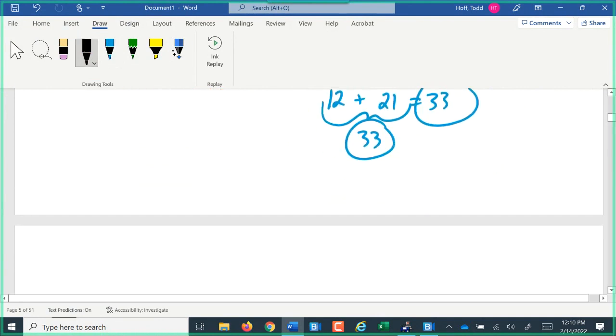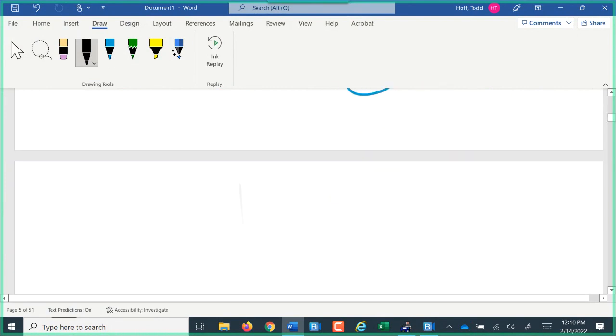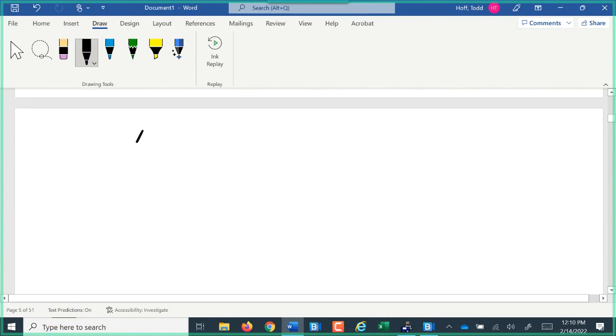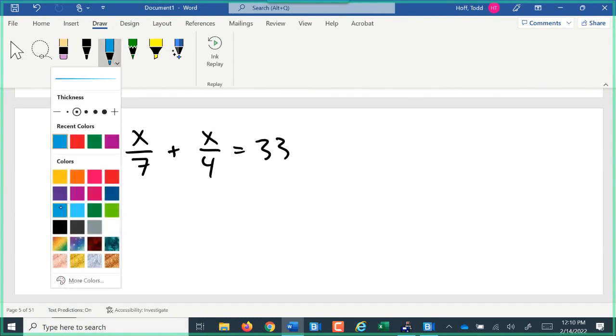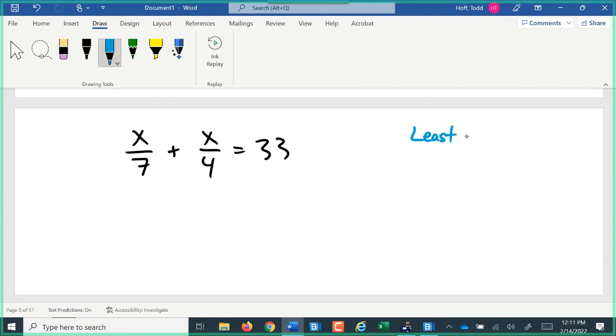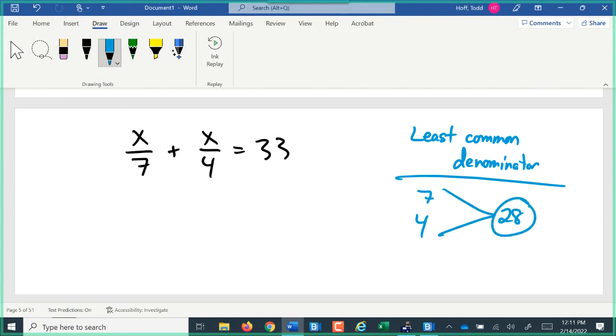A little bit more interesting equation. Actually, a more common way of solving an equation like x over 7 plus x over 4. A lot of us don't like to work with the fractions. So what we were taught to do is find that least common denominator. Our least common denominator here between 7 and 4 is going to be 28. And what we did with that least common denominator, either we multiplied the whole thing by the least common denominator, or we just converted everything to that denominator.